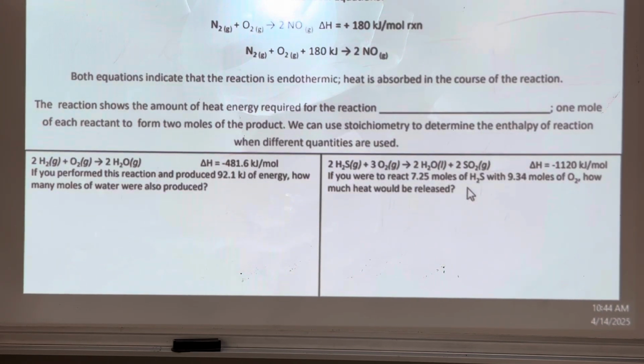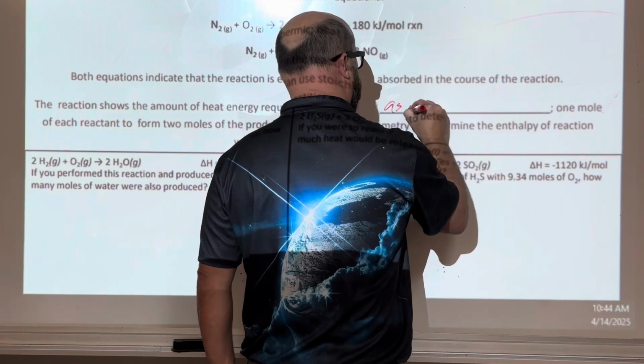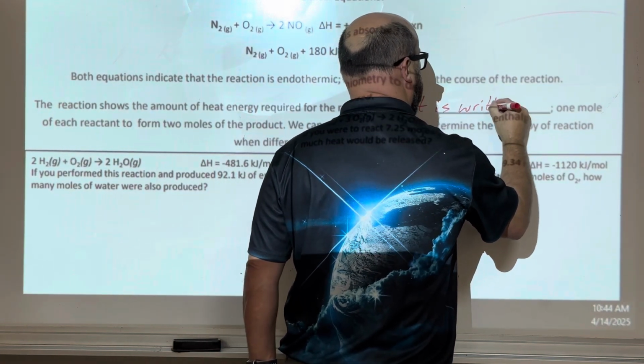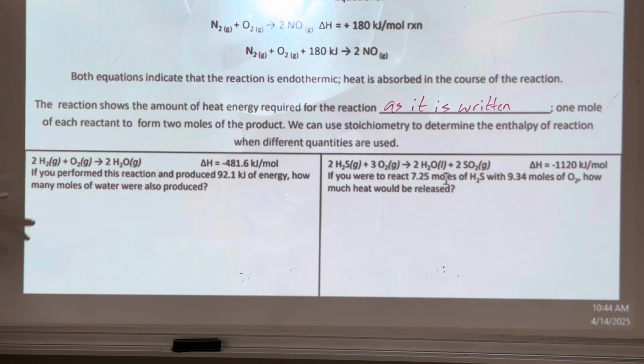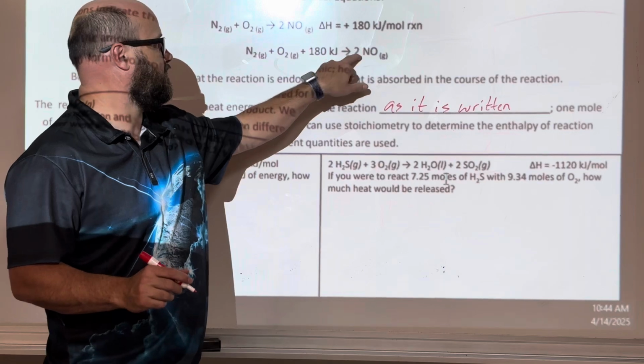I'm not going to go over the stoich right here because it's pretty self-explanatory. I don't want to waste our time on that. This reaction shows the amount of heat energy required for the reaction as it is written. One mole of each reactant to form 2 moles of the product. So 1 forms 2.